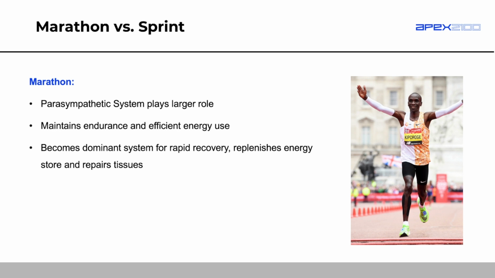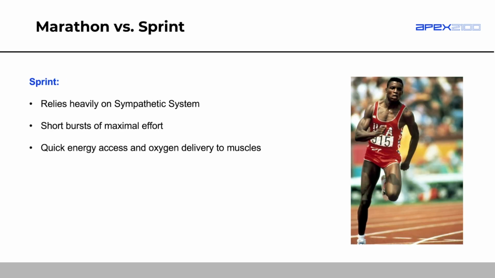But during really long events or long exercise events, the parasympathetic system will play a larger role in order to maintain endurance and energy, versus something like sprinting, where it's very short, very fast, very reactive. This is going to rely heavily on that sympathetic system. So there's short bursts of maximal effort. We need quick access to energy and quick oxygen delivery to the muscles, which our sympathetic system will help us with.